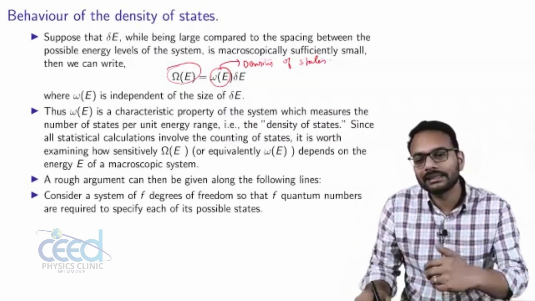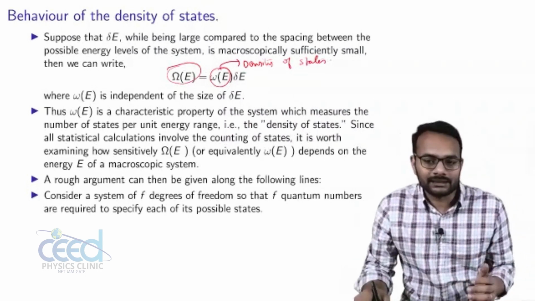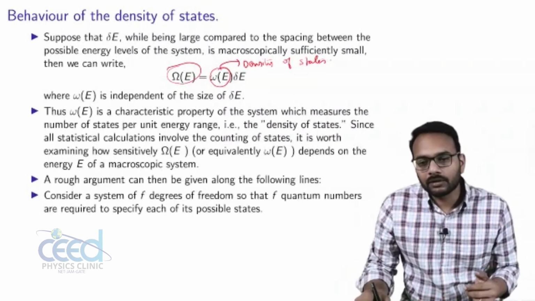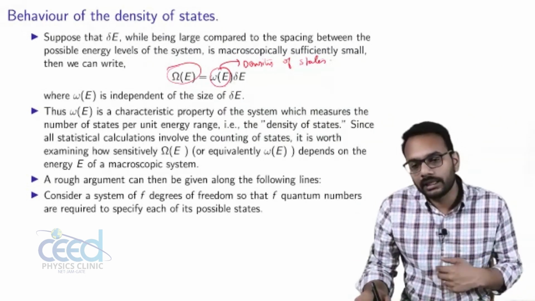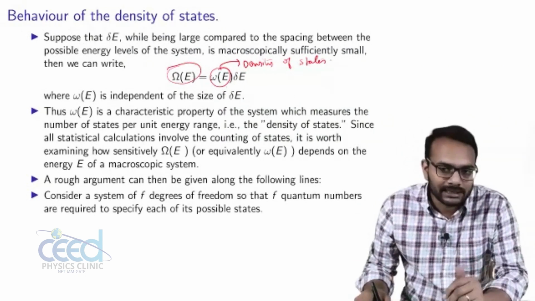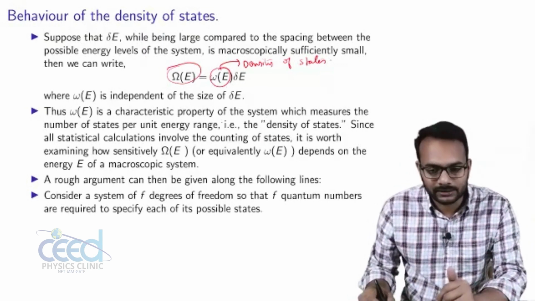Whereas this is the number density of states, the number of states per unit energy, something like that. So it's independent of delta E. So we'll be using these quantities.